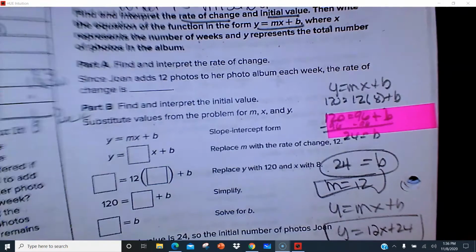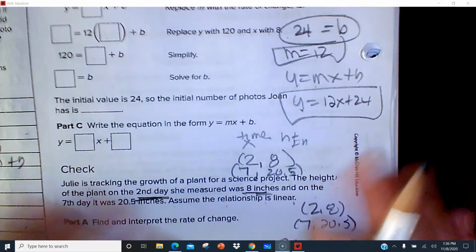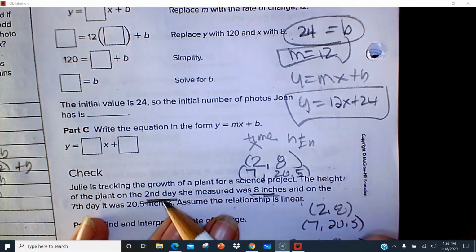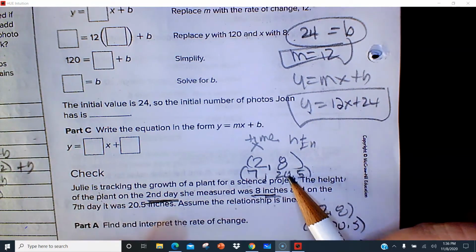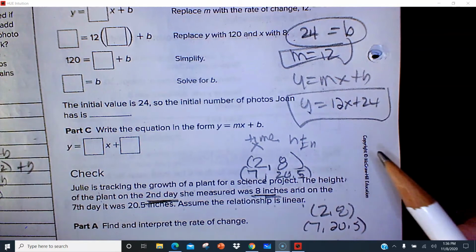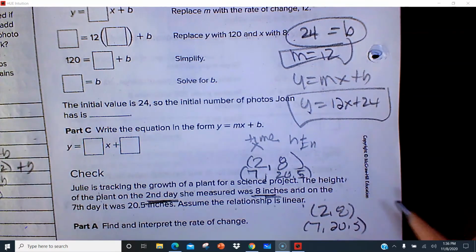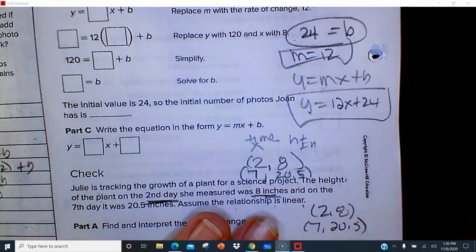Oh, sorry, you guys can't see what I'm doing. .m, you're being a dork. Okay. So it's second day, 8 inches. 7th day, 20.5 inches. Calculators out. They didn't give us a slope. Find the slope. Use your calculators right now. Find the slope. I'll press pause.